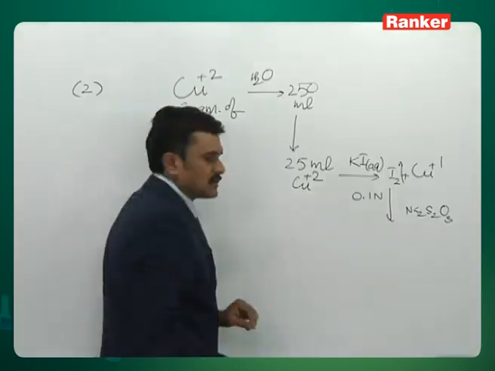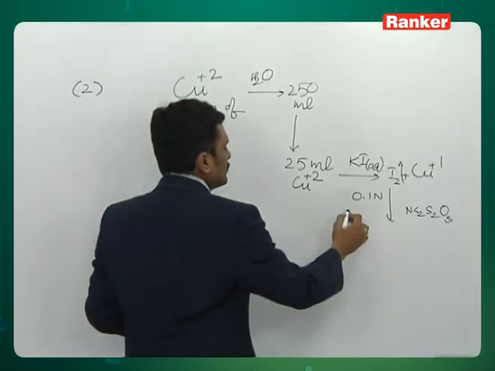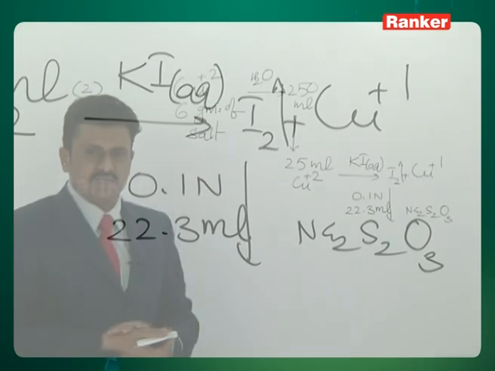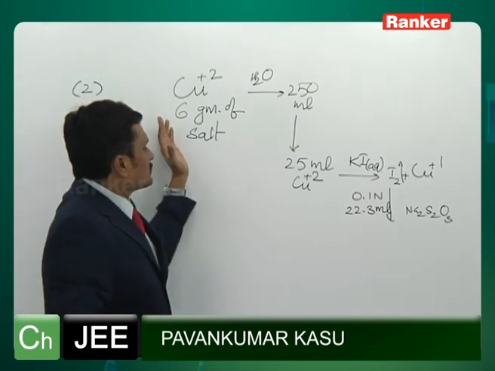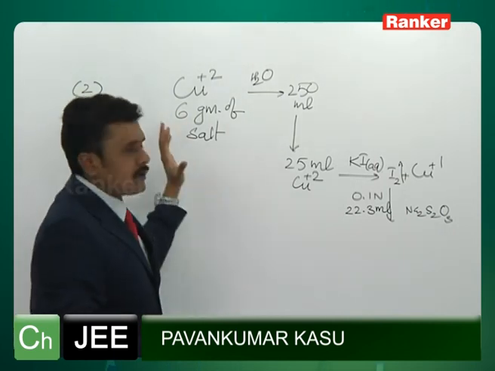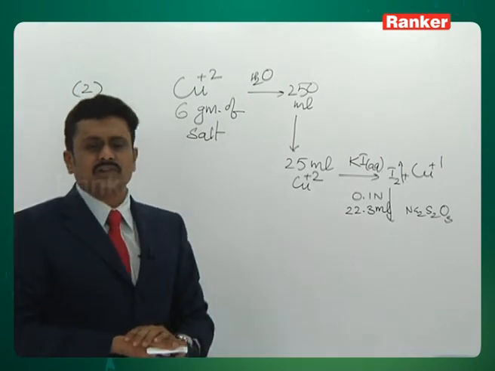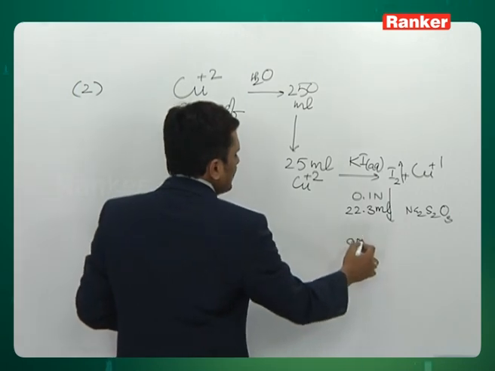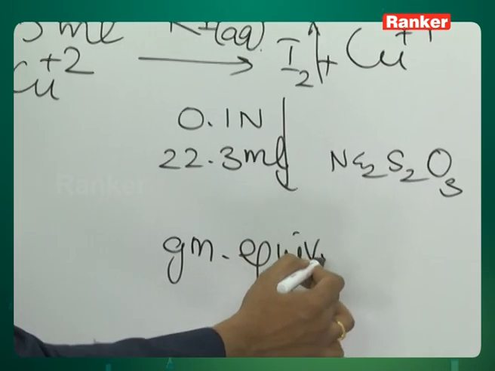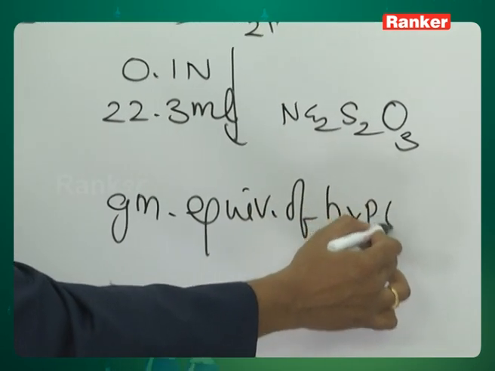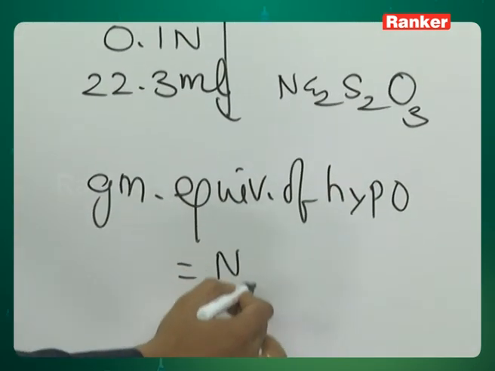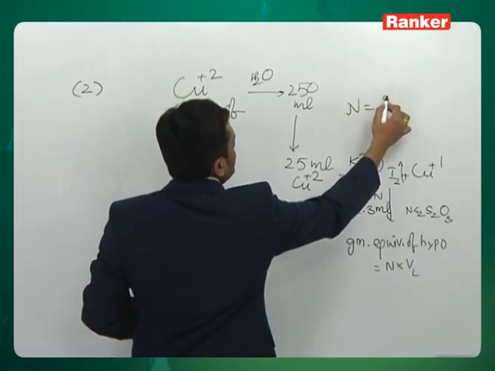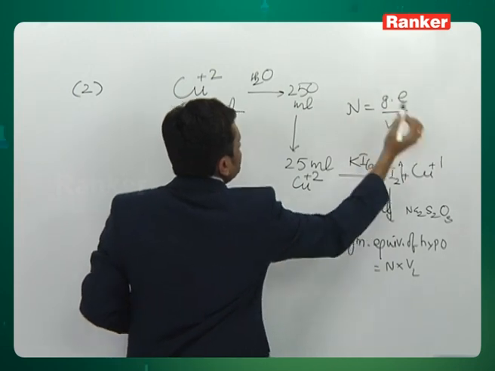We have taken 0.1 normal sodium thiosulfate, and the volume of sodium thiosulfate required for the complete neutralization is mentioned as 22.3 ml. Now using this data we have to find out the weight percentage of copper in the given salt. In this particular problem, we start with the gram equivalents of hypo, because this is the information that has been provided to you. Gram equivalents of hypo we get by multiplying the normality with the volume of the solution in liter, because we know, my dear student, that normality is equal to gram equivalents divided by volume in liter.